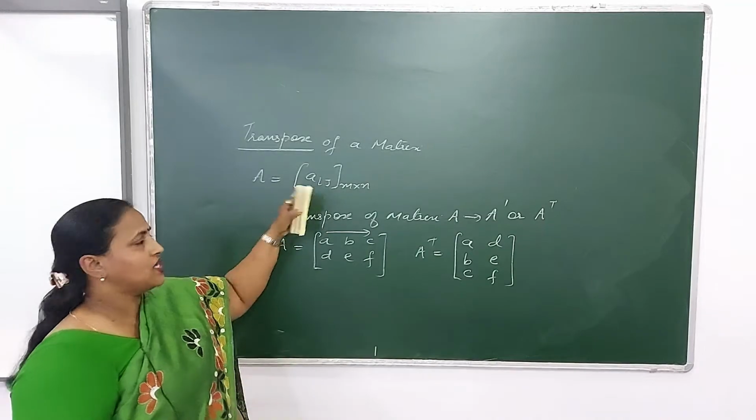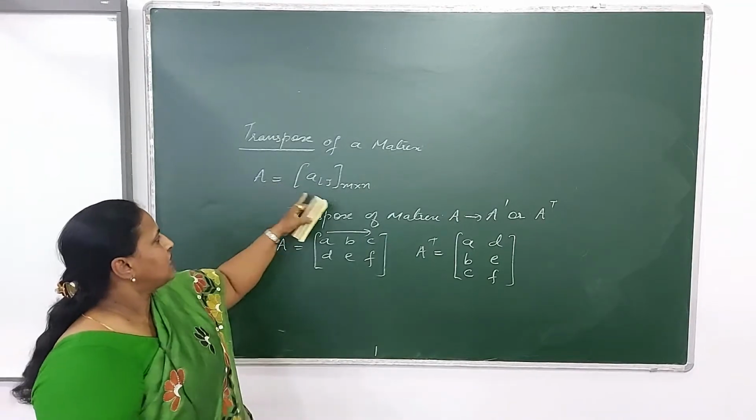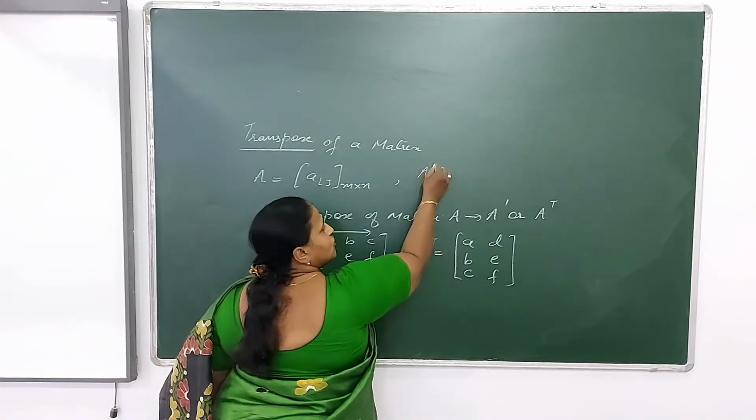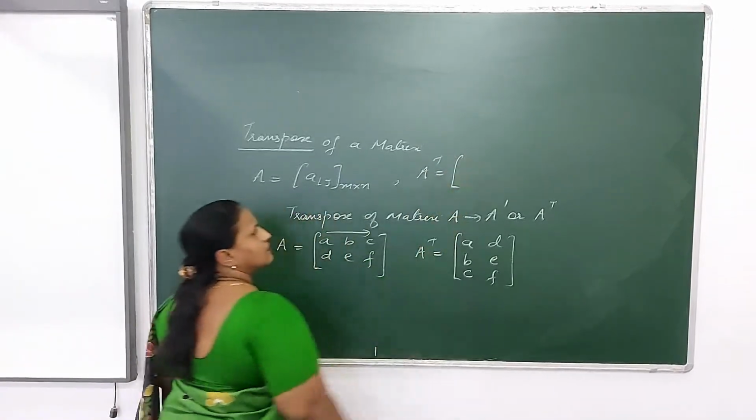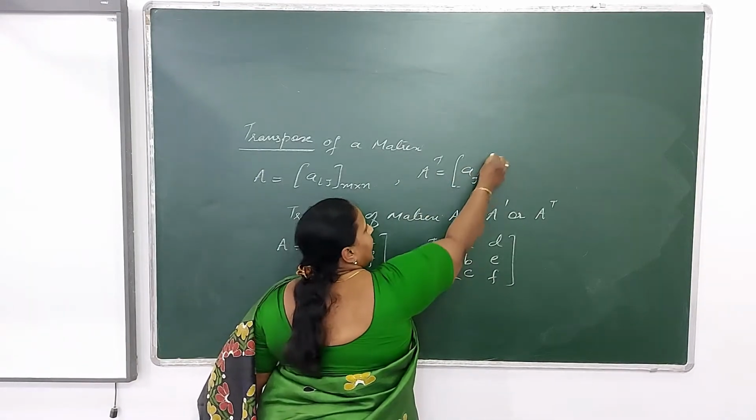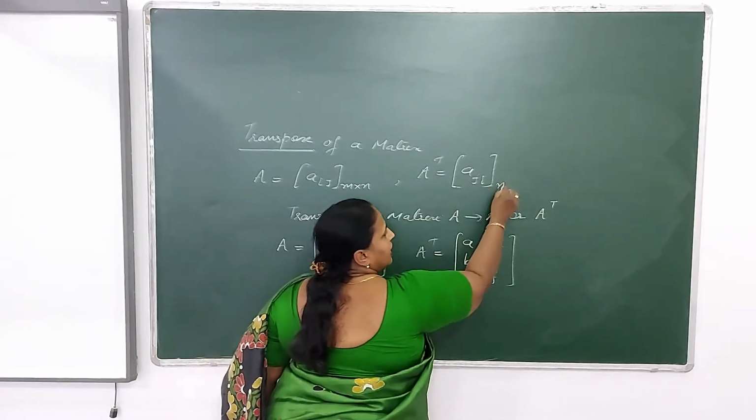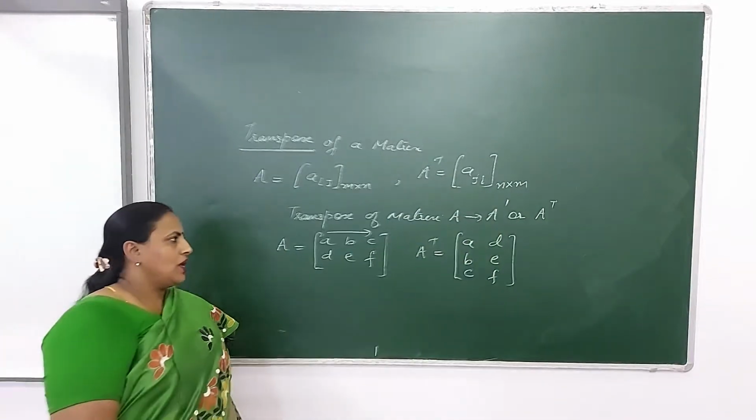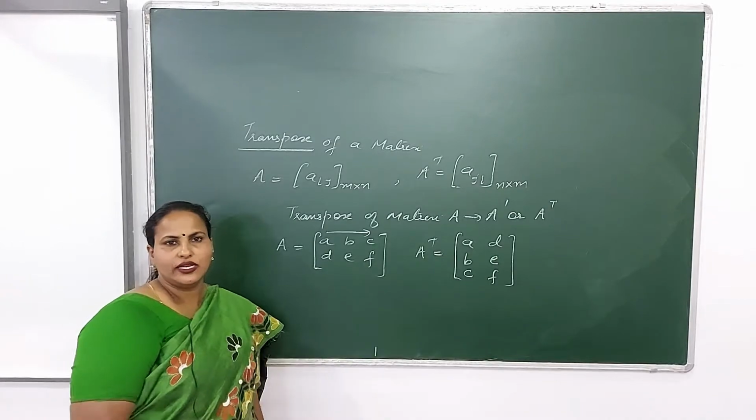Now see, coming back to this, if A is equal to Aij of order m by n, then its transpose will be Aji, and the order will be n by m. So I hope students you are getting the things clear.